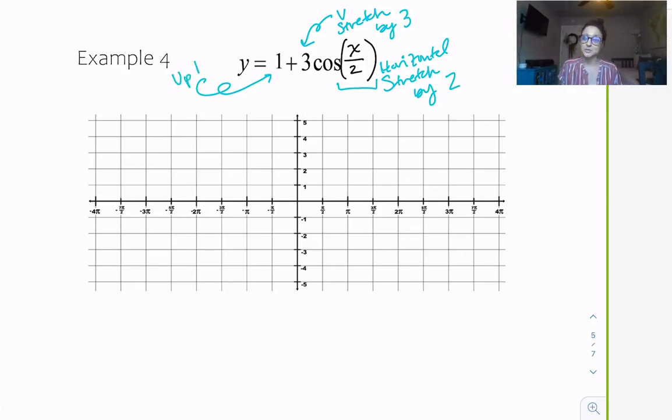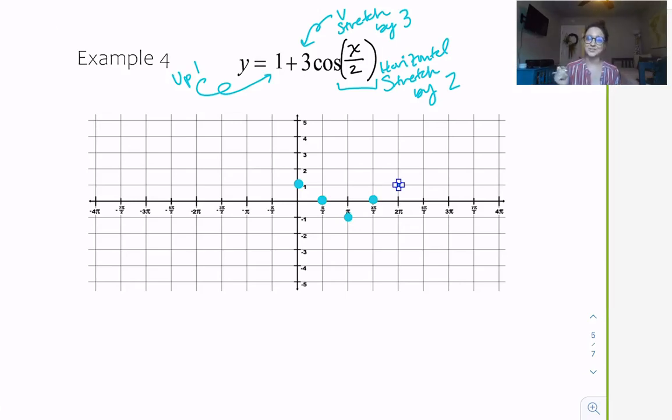Okay, so again, let's start with our 5 original points. So parent function here would be cosine of x. So let's start at 0. Cosine of 0 is what? Cosine of 0 is 1. So my 5 original points go y equals 1, 0, -1, 0, +1.